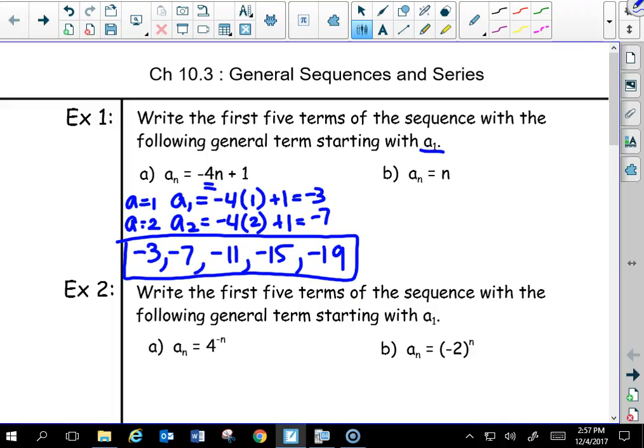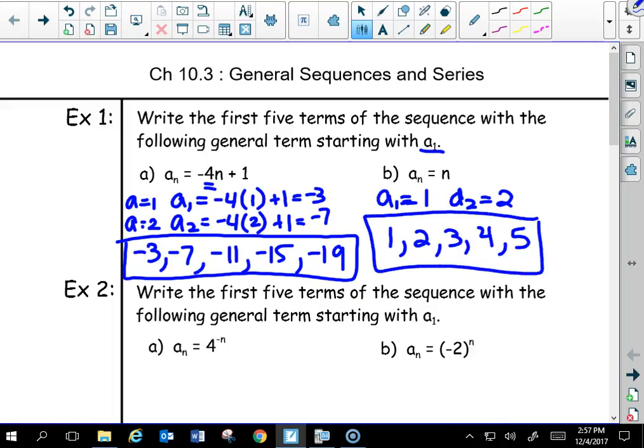I'm showing B because it is this easy. It says to write the first 5 terms with a sub n equaling n, so that means a sub 1 equals 1, a sub 2 equals 2, and so on. So our first 5 terms is just that. Okay, on to example 2.